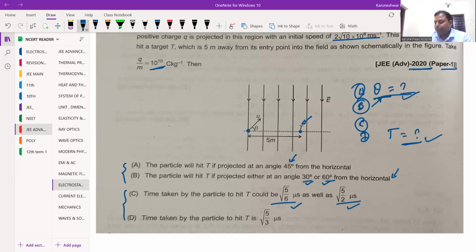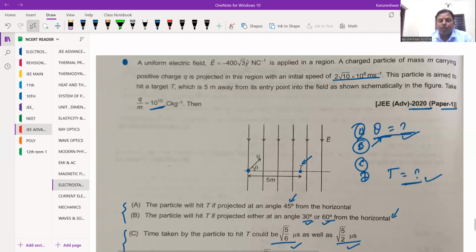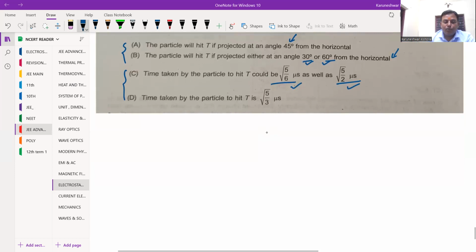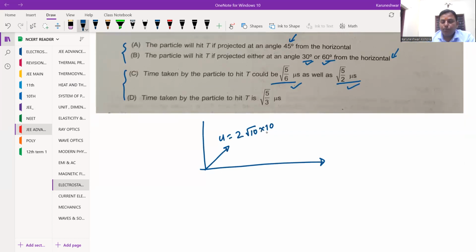It is mentioned in the question that it is 10 to the power 10, and the electric field is given to us as 400 root 3 y cap. The speed with which it is getting projected is 2 root 10 into 10 to the power 6. If I make the diagram like this, this is the initial velocity given to us. It is 2 root 10 into 10 to the power of 6 meter per second.